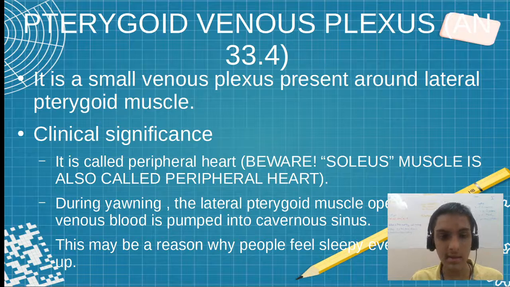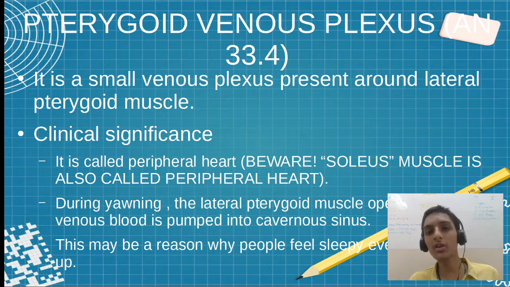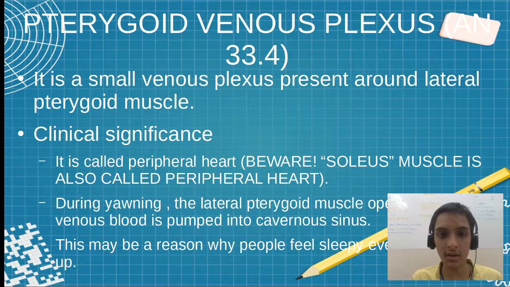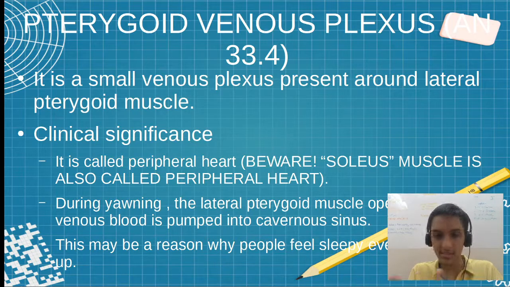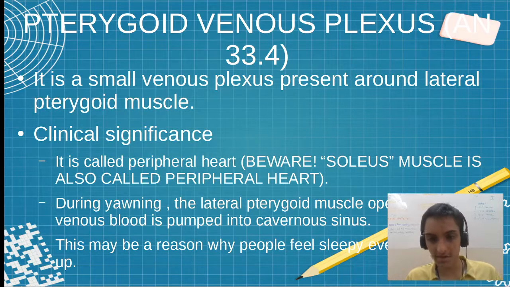It is called the peripheral heart. Now, have we come across this peripheral heart somewhere? Definitely. We have come across it in the soleus muscle. It's a muscle of which limb? Lower limb, right? So, beware, the soleus muscle is also called the peripheral heart. So, what do I mean by this important term, the peripheral heart?